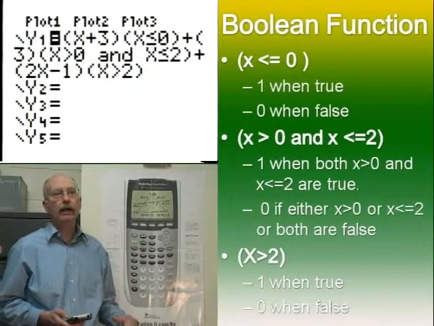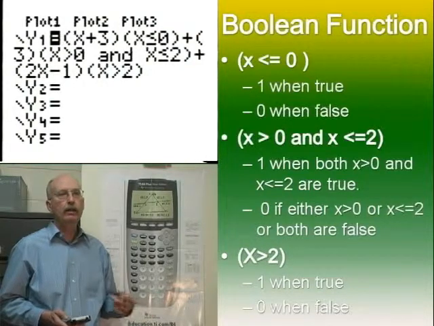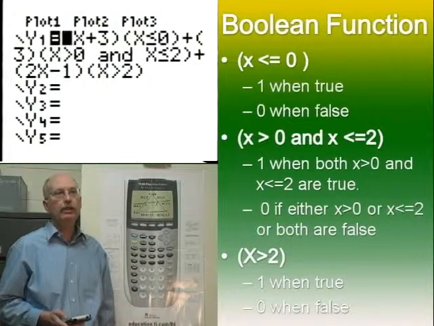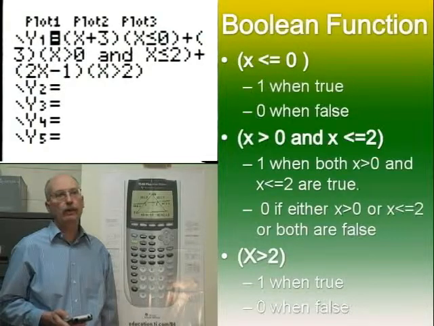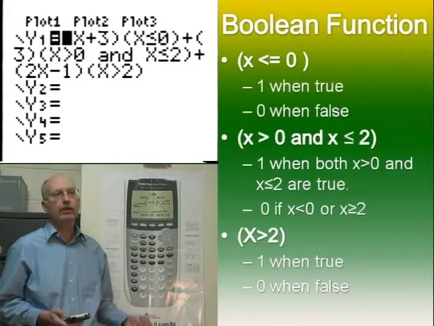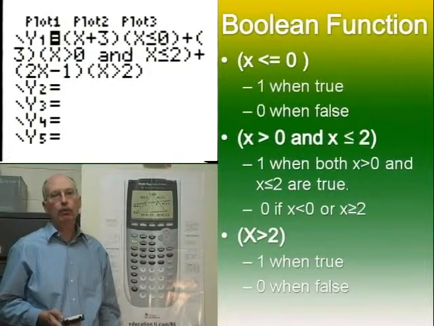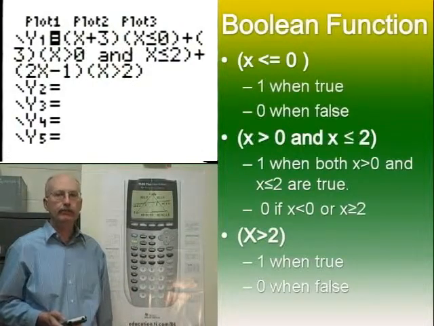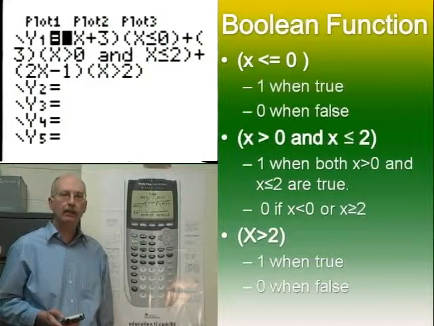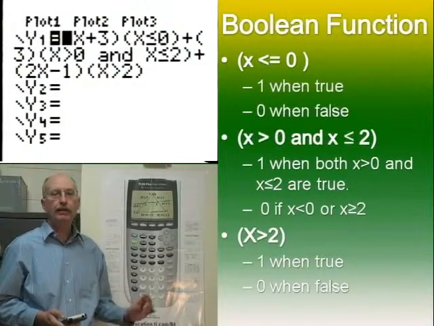It multiplied it by a 0 when x was less than 0 or greater than 2, and by a 1 when it met both conditions that x was greater than 0 and x was less than or equal to 2. And the third part we added in was the 2x minus 1, and it gave us a 0 when x was less than or equal to 2, and a 1 when x was greater than 0. By adding those functions together, we were able to create the piecewise function. Again, this is not something that you necessarily need to know for using the calculator, and you won't find this problem a lot, but it's an interesting little fact.